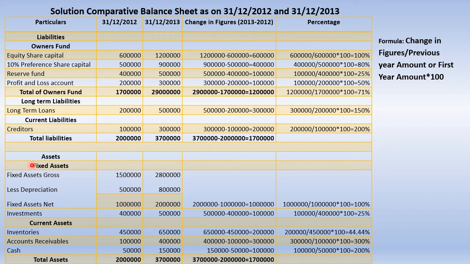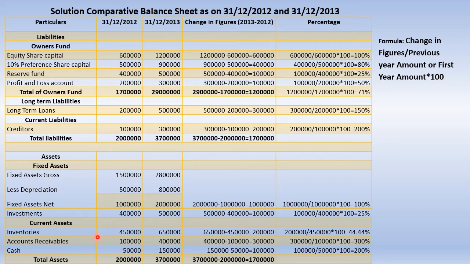Next it is asset part. In asset part, I'll not be considering any of these, that is fixed asset gross or less depreciation. All these things will be ignored. I'll be only concentrating on fixed assets net, that is 10 lakh, 20 lakh. This is all done. Now I'll be moving into percentage calculation, where I'll be finding out the percentage, that is 10 lakh divided by 10 lakh into 100, I get 100%. Next it is investments, 1 lakh divided by 4 lakh into 100, I get 25%.